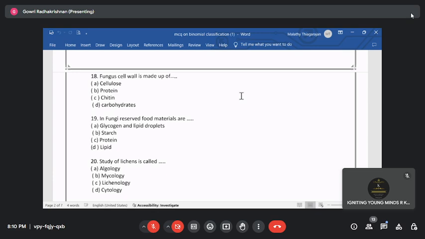Which cell wall is made up of cellulose? Plant cells, ma'am. Plant cells. Very good.